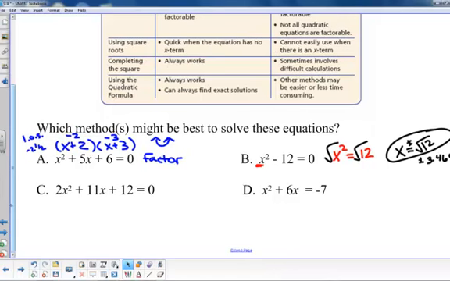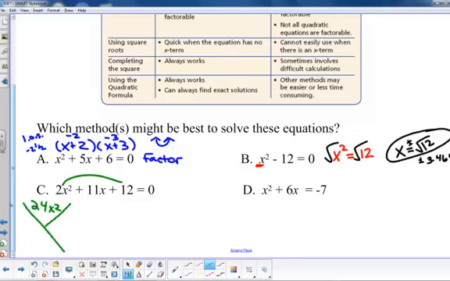We again have something that's factorable. 2 times 12 is 24. So what two numbers multiply to give you 24 that add to give you 11? And that's 8 and 3.